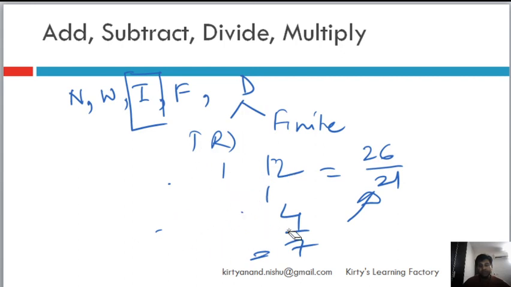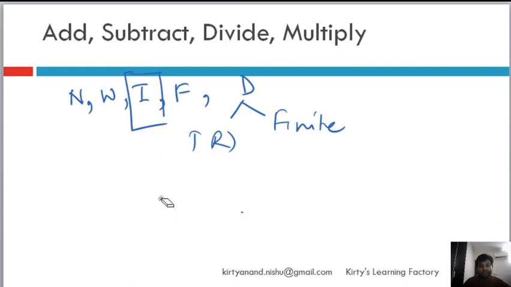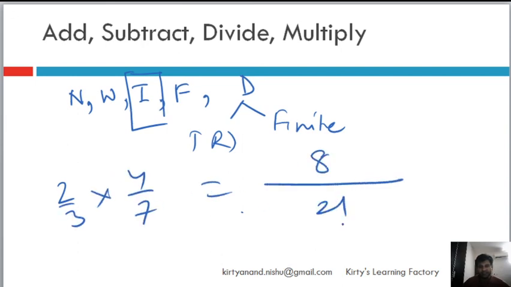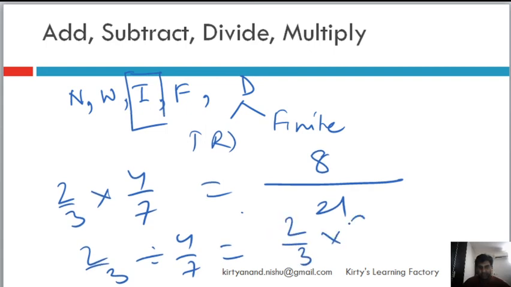And now we are going to divide and multiply. It's the same thing, guys. Fractions. Don't worry too much. 2 by 3 into 4 by 7, for example. Multiply the numerators, 8 by 21. It's 2 by 3 divided by 4 by 7, nothing. It's basically 2 by 3 into 7 by 4. How did we do this? Why did we do this? Let's understand very quickly. So why do we reverse? If this is the divisor, why do we reverse this, right?